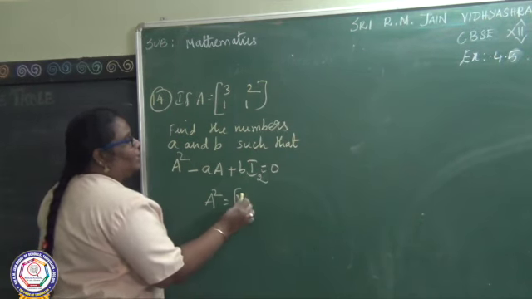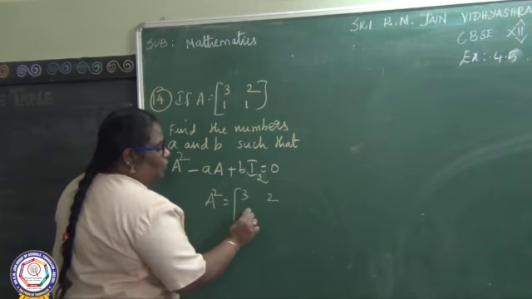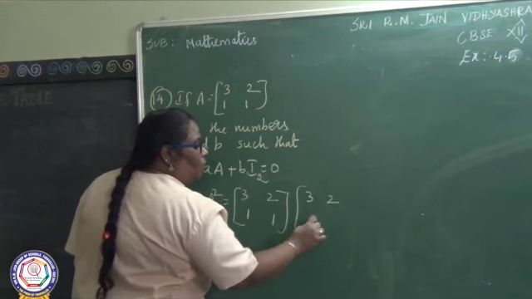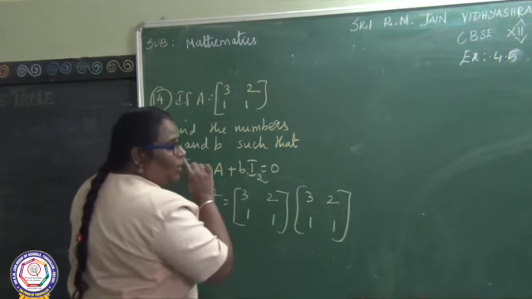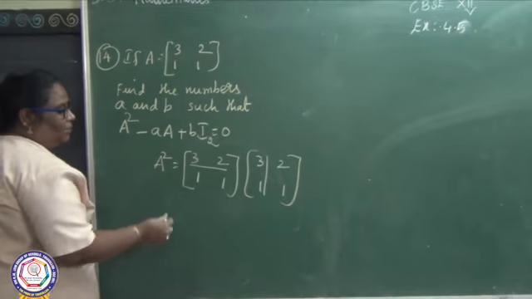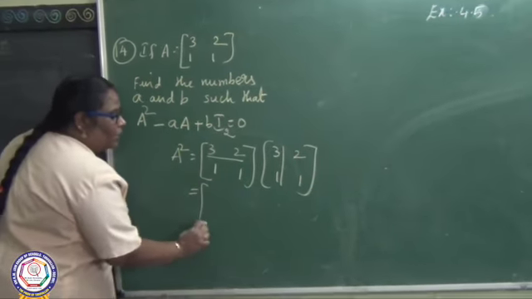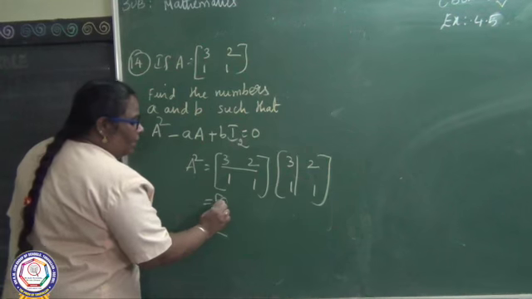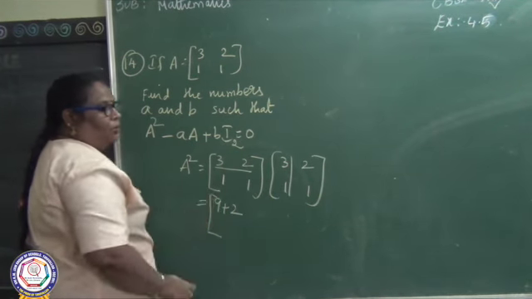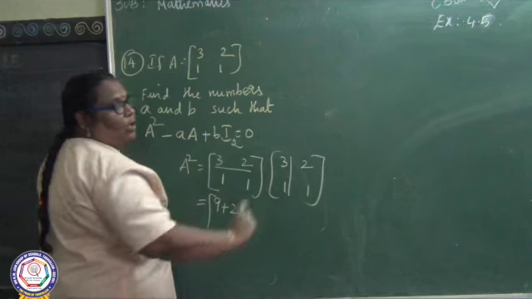A square is [3, 2; 1, 1] times [3, 2; 1, 1]. Both are 2 by 2 matrices, so by matrix multiplication, find out the value of A square. First row, first column: 3 3s are 9 plus 2 1s are 2.